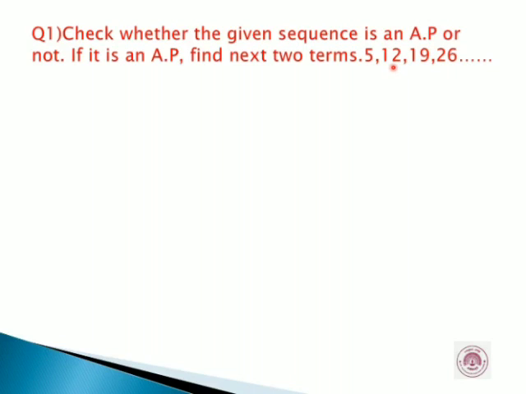Now we have to find the difference between two consecutive terms. That is T2 minus T1. 12 minus 5 is 7. 19 minus 12 is 7. Similarly, 26 minus 19 is also equal to 7. So here the first term is 5 and the common difference, which is constant, is 7. So the given sequence is an AP.